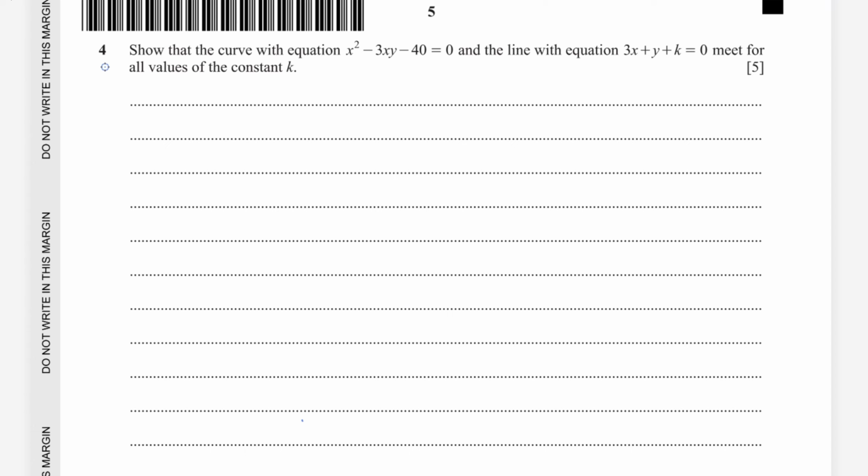In this video, I will answer you question number 4 from Cambridge AS and A-level exam for Pure Math 1. This exam is taken in October-November session year 2024. Paper reference code is 9709/11. Show that the curve with equation x squared minus 3xy minus 40 equals to 0 and the line with equation 3x plus y plus k equals to 0 meet for all values of constant k.